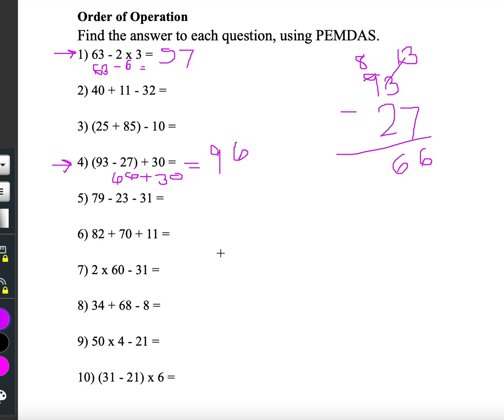And lastly, let's try number 10, actually. So I have parentheses first, so let's do that. 31 minus 21. So 1 minus 1 is 0, 3 minus 2 is 1. So now we have 10, and then what we have left is multiplication, and we just multiply that, and as a result we get 60.